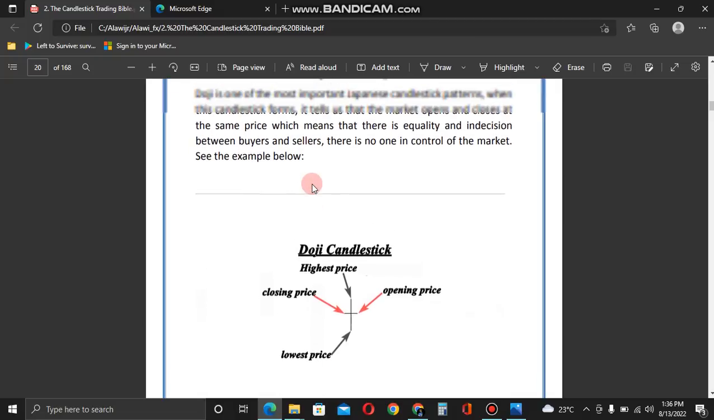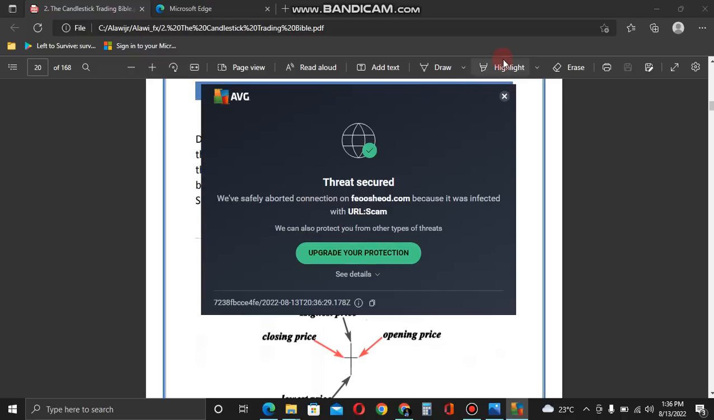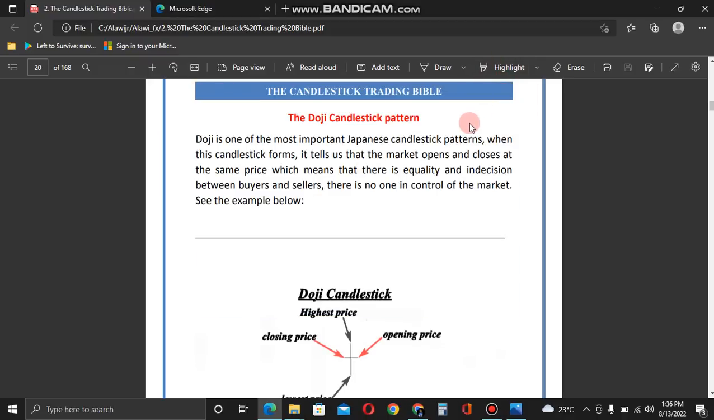So getting on the third candlestick, hii ni doji. So when we're talking, doji is one of the most important Japanese patterns. When this candlestick forms, it tells us the market opens and closes at the same price, which means that there is equality, an indecision between the buyers and the sellers.